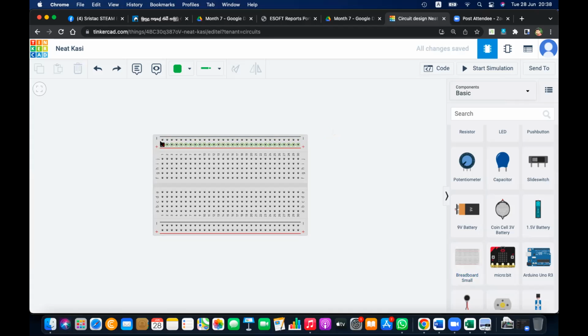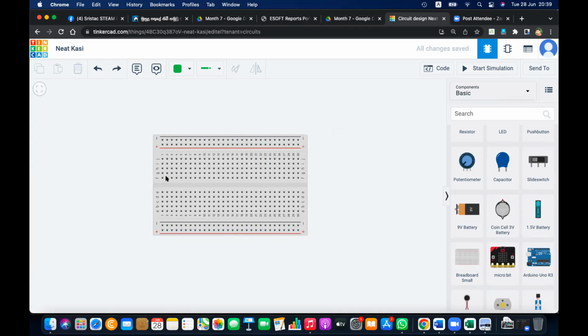If we connect something here, the entire row will be connected. That means this plus and minus are connected horizontally. Here also the minus, the entire row is minus, and the plus, the entire row is plus. So there is a common wire connecting all these nodes horizontally.